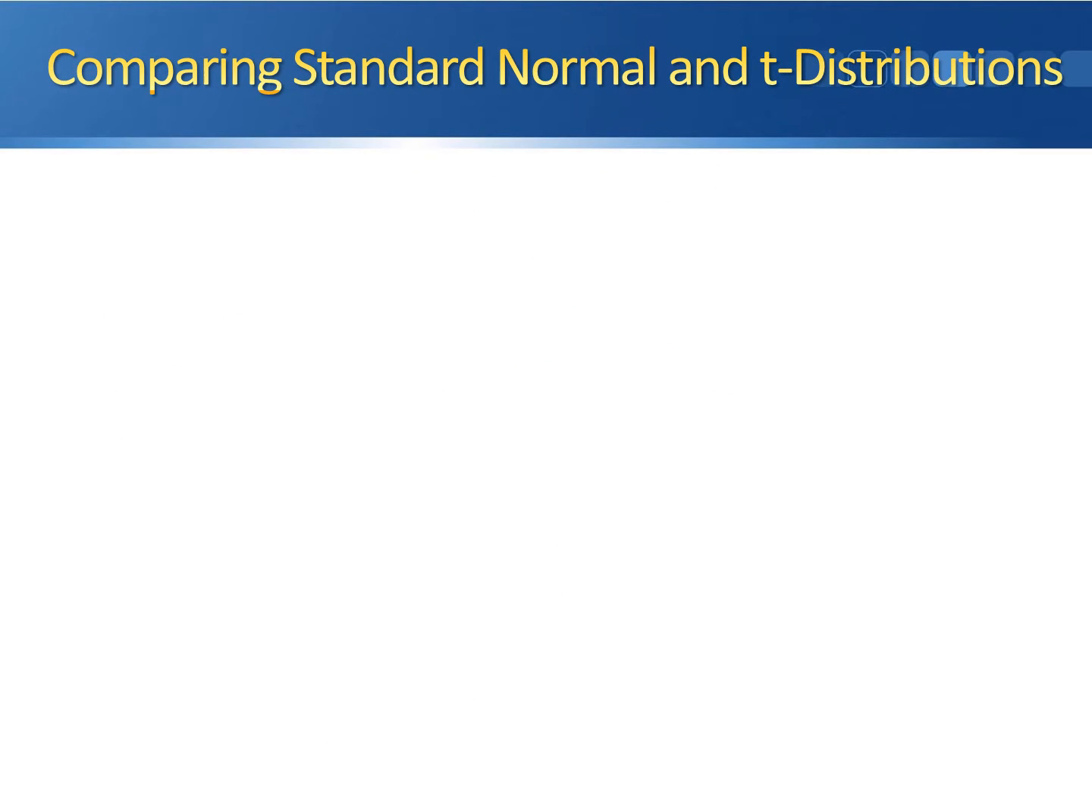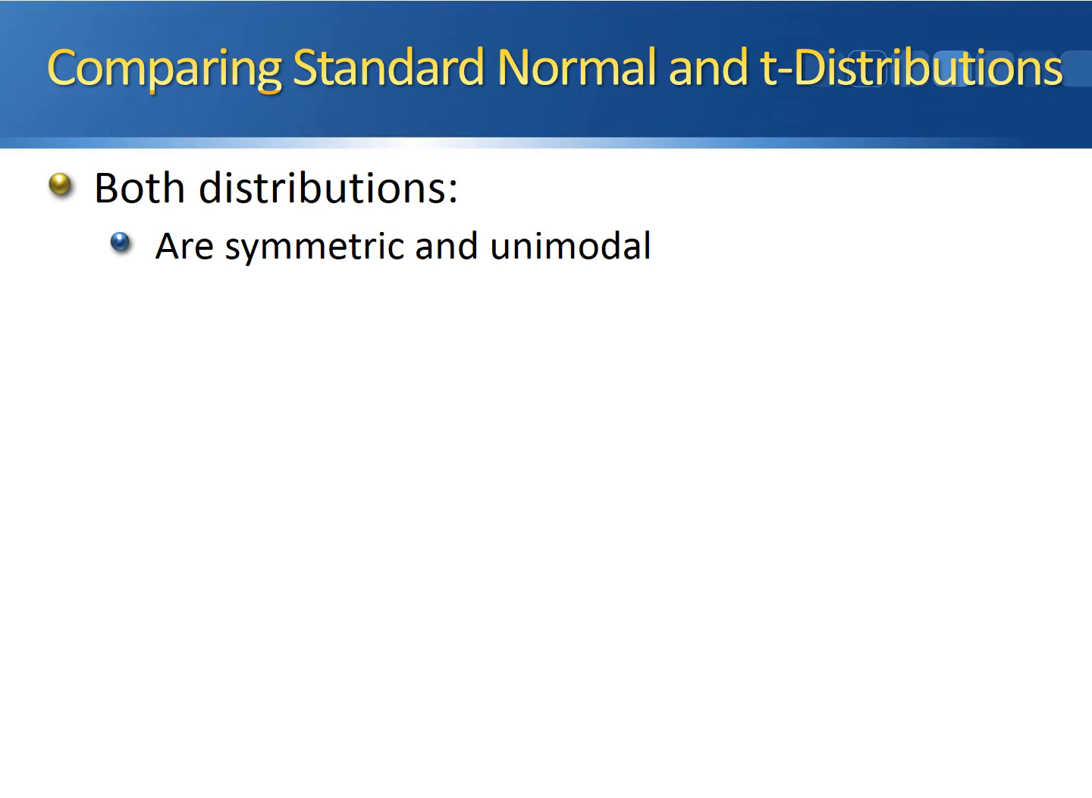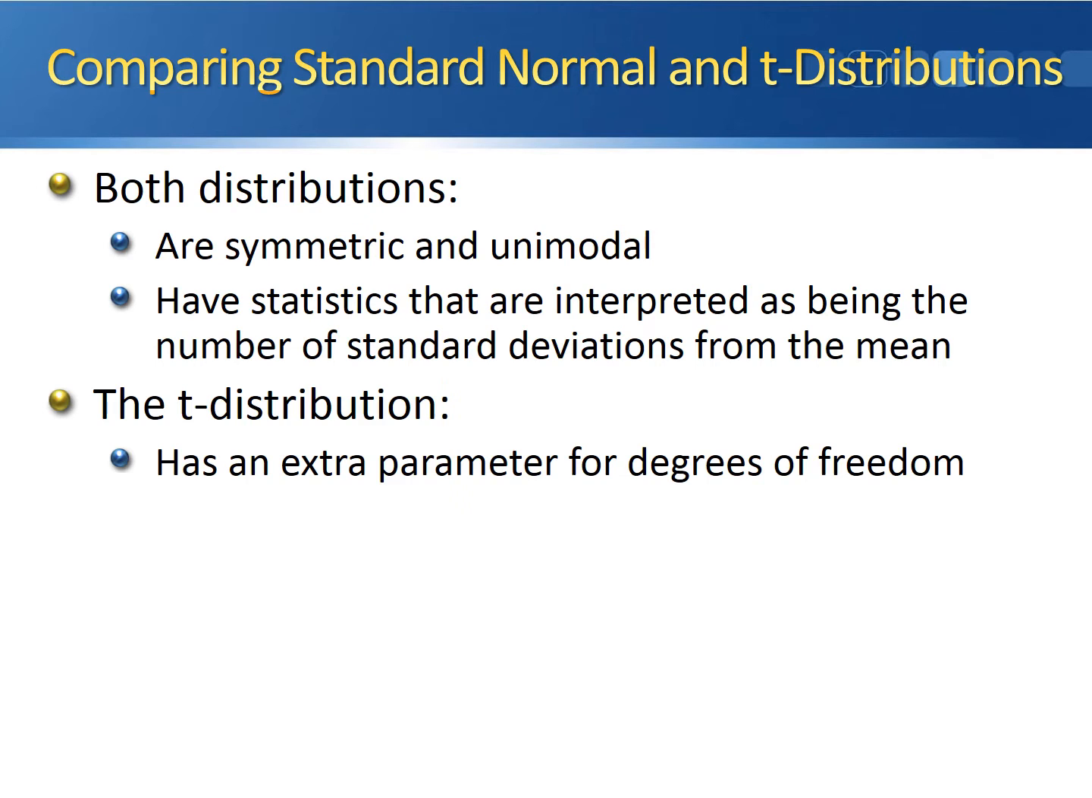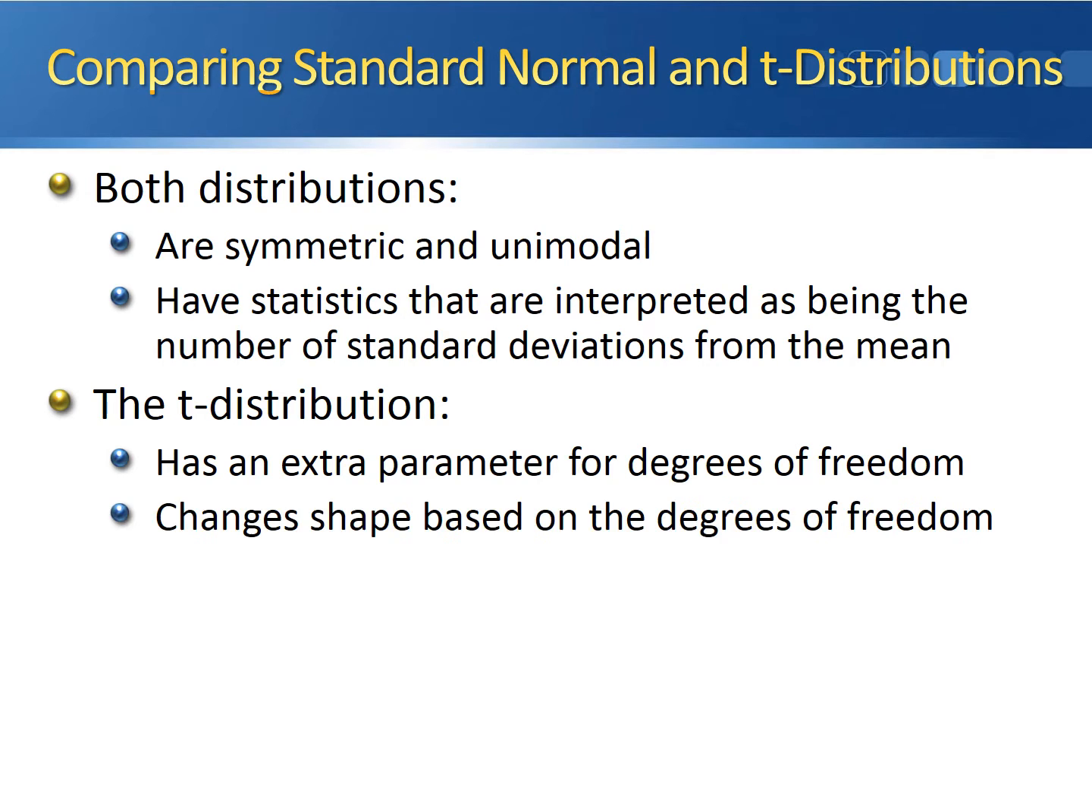Here's a comparison between the standard normal and the t-distributions. Both distributions are symmetric and unimodal, and both distributions have statistics that are interpreted as being the number of standard deviations that an observation is from the mean. On the other hand, the t-distribution has an extra parameter for the degrees of freedom that the standard normal distribution doesn't have, and as a result, the t-distribution changes shape based on the degrees of freedom.